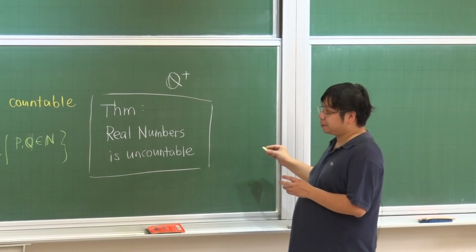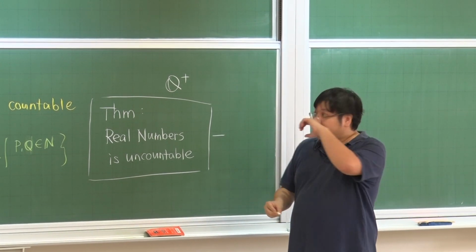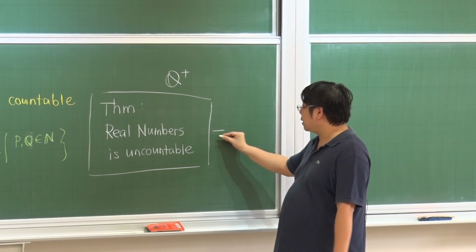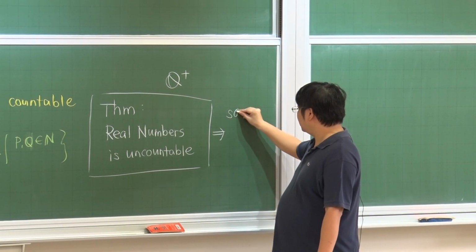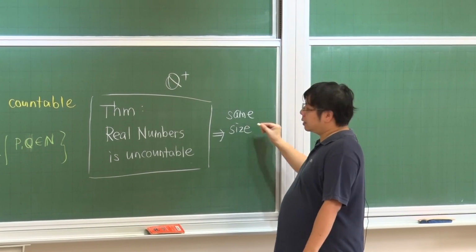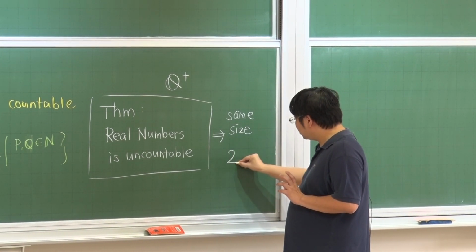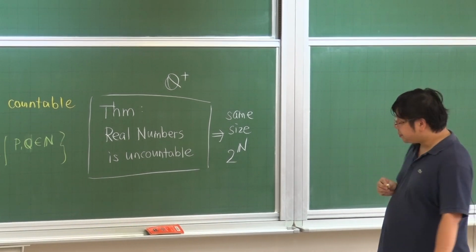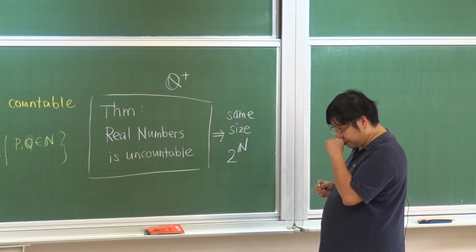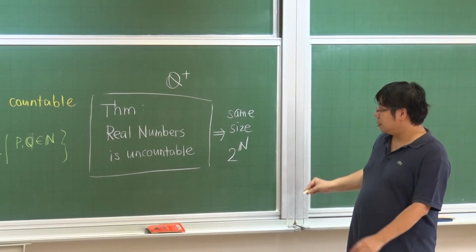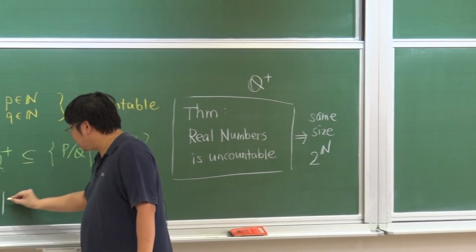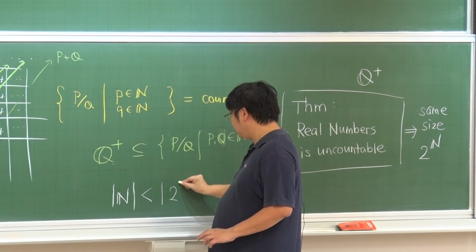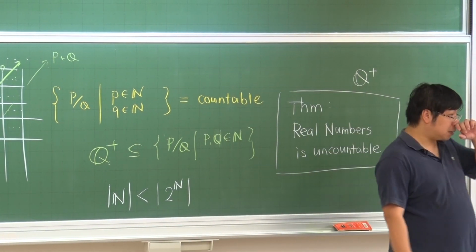And actually, we can show that the set of real numbers has the same cardinality as 2 to the power N. So it doesn't have the same size as the natural numbers, but it has the same size as 2 to the power N. So you can really write down that the size of N is strictly less than the size of 2 to the power N. Okay? So there is no one-to-one correspondence.